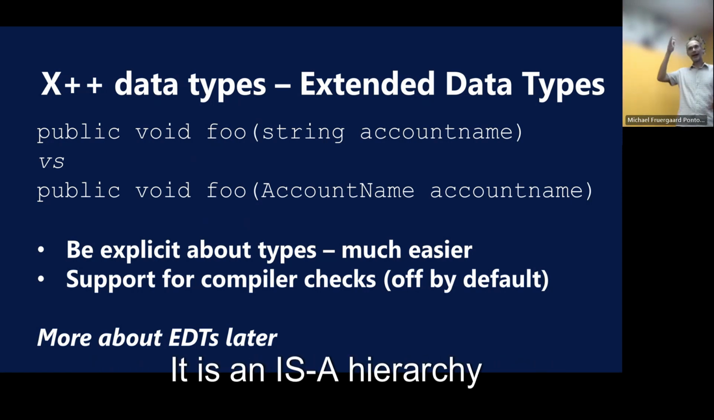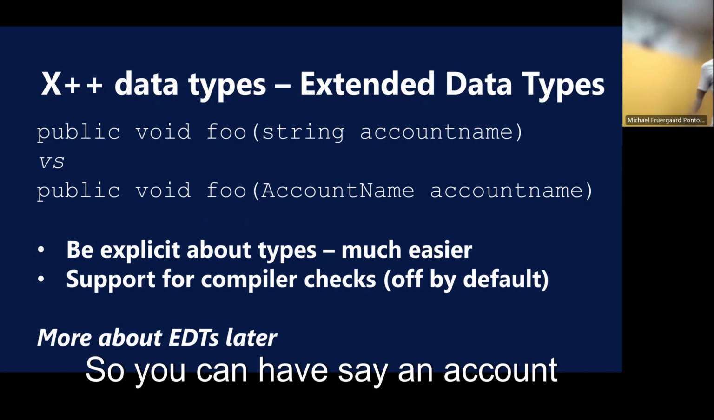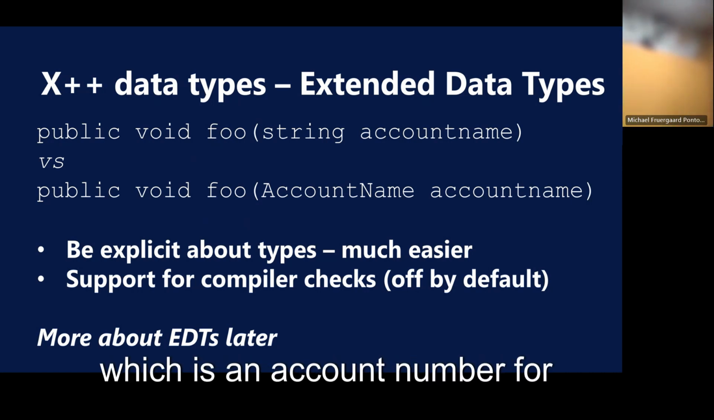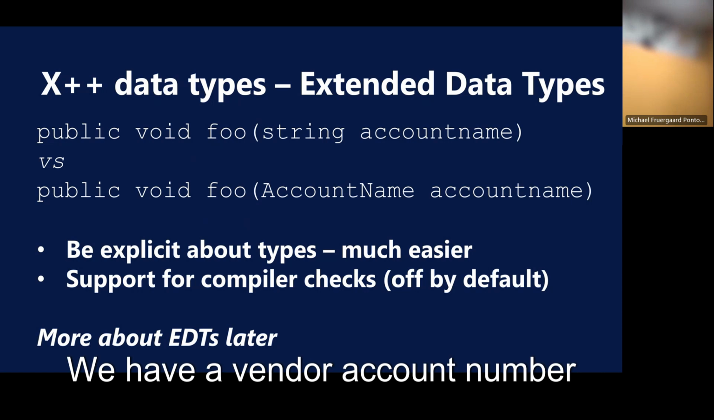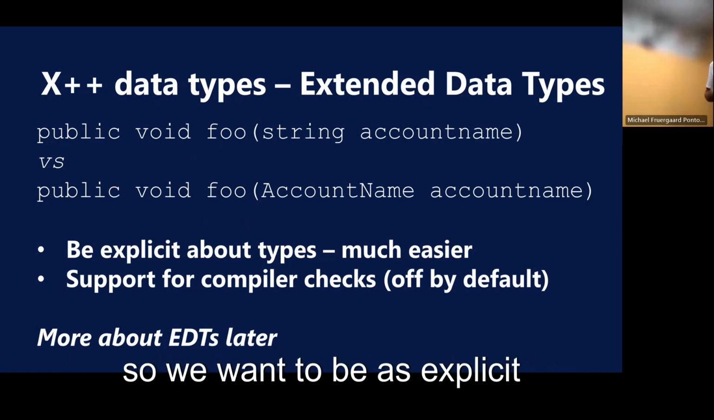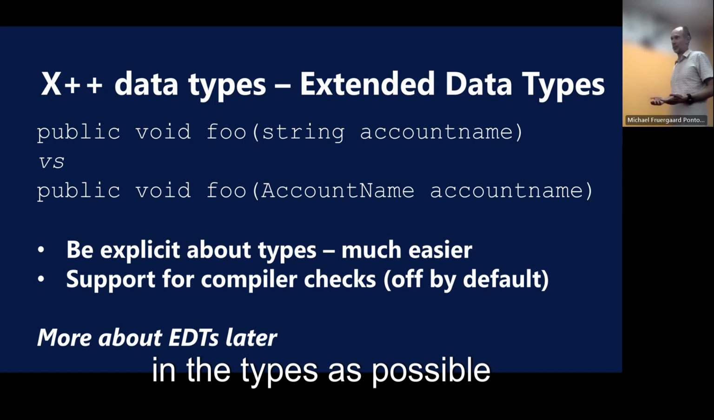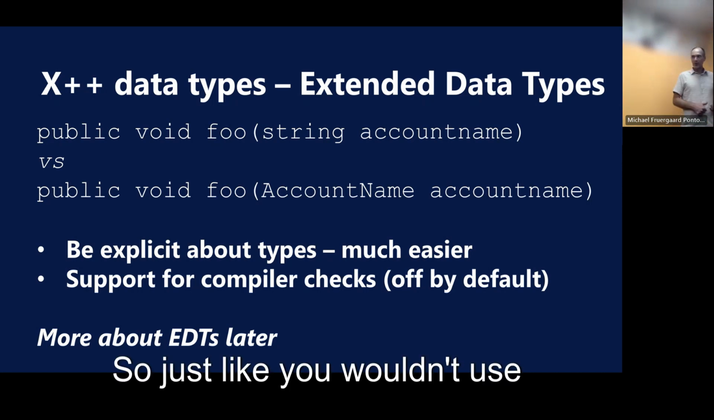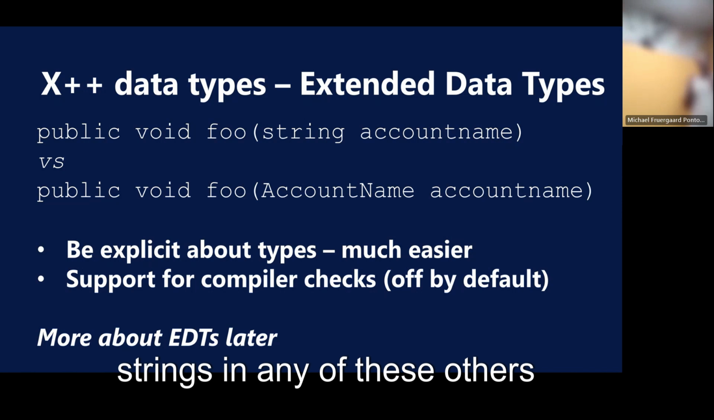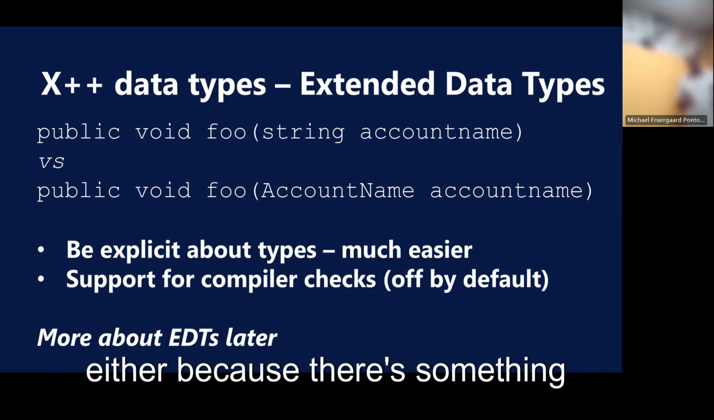It's a hierarchy, so you can have, say, an account number, which is a string. Then we have something called a customer account number, which is an account number for customers. We have a vendor account number, which is also an account number, but for vendors. So we want to be as explicit in the types as possible. So just like you wouldn't use any type, I would argue you wouldn't use strings, int, any of these others either, because there's something better.